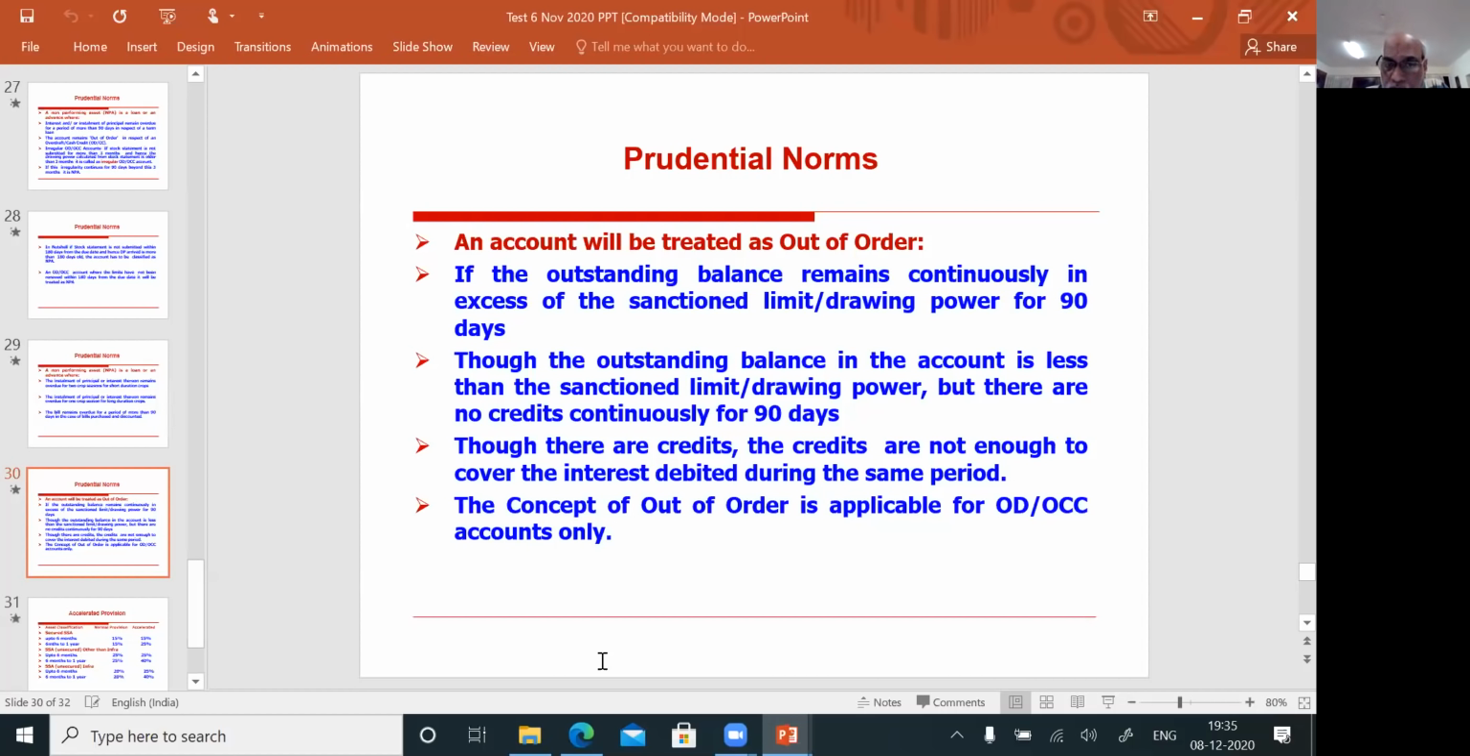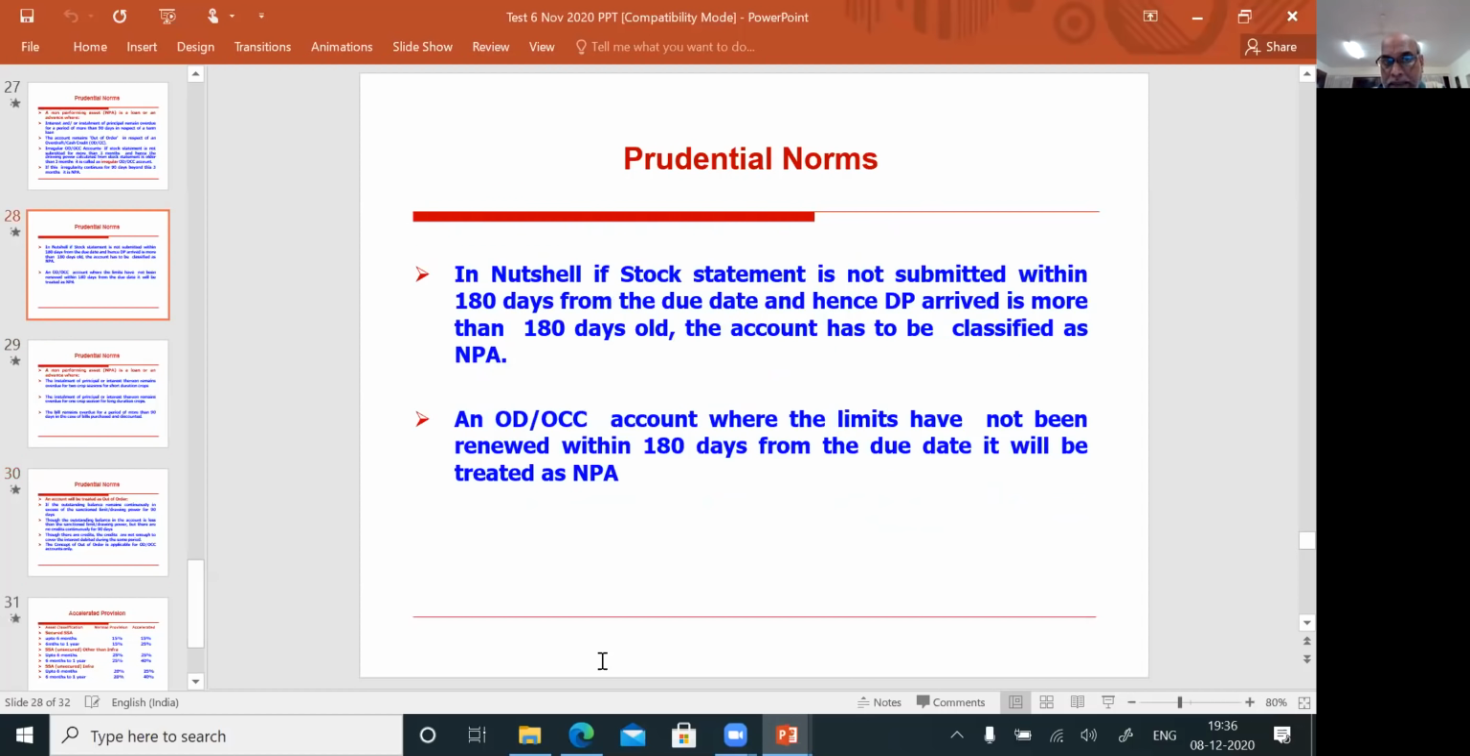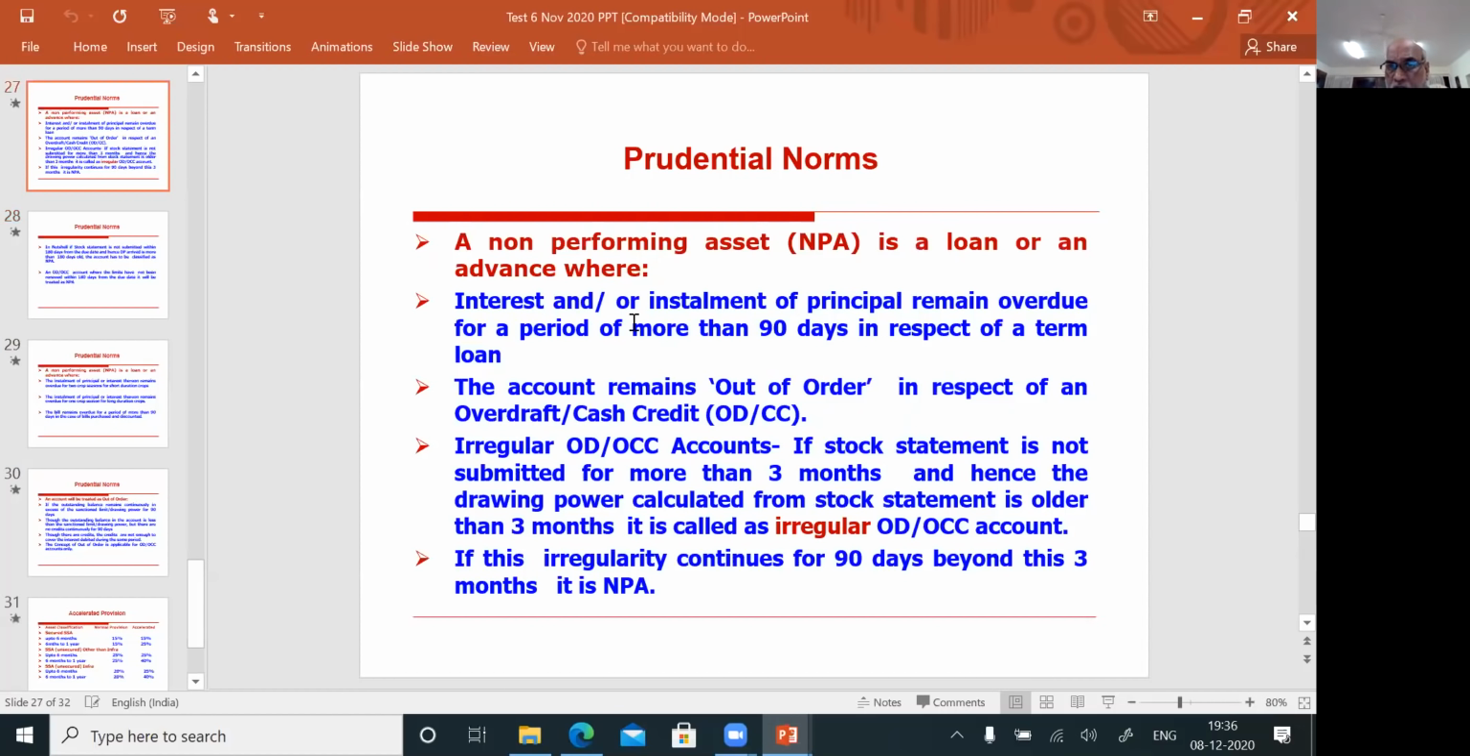Okay, so the last point is the concept of out of order is applicable for OD/OCC accounts only. It is not applicable for term loans. If OD/OCC accounts are classified as out of order, they are NPA. Okay, so I will go back here. First, when is an account called NPA? In the case of a term loan, when interest or installment of principal remains overdue for more than 90 days.